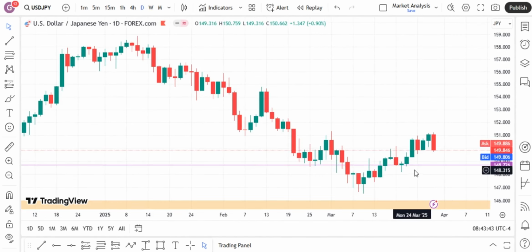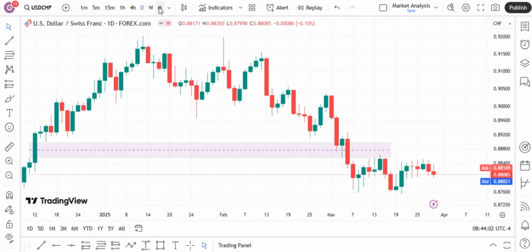Daily time frame. This is Monday, Tuesday, Wednesday, Thursday, Friday. We had a reversal movement, a small FVG here. That's where I'm expecting price to trade to before we see an upside movement. The next one is USD CHF, monthly time frame.